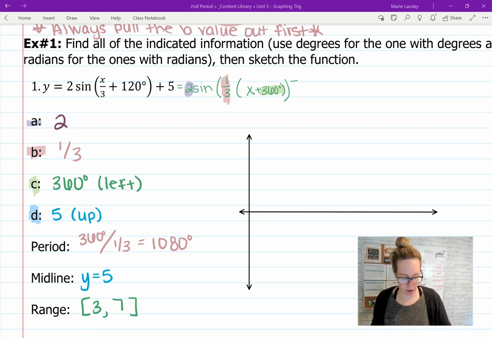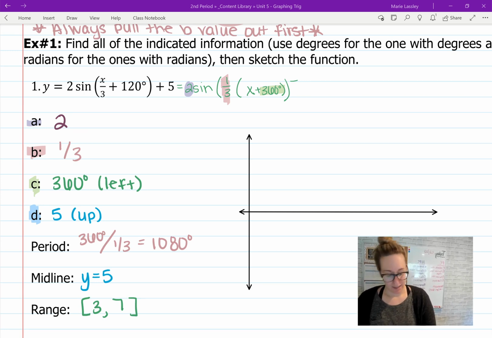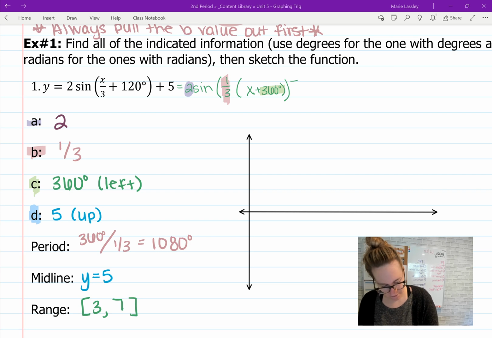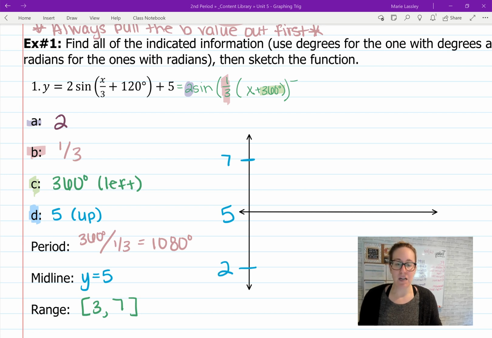All right, going to our graph. Let's start by labeling our y-axis. Everyone does their own thing, but I like to use the middle line as my midline. As long as we make sure we label everything, it'll be okay. So this is my midline, so I'll say 5. Then I have my max value of 7, and my minimum value of 3. Just make sure you space it evenly, like I kind of have going on here. That's the important part.